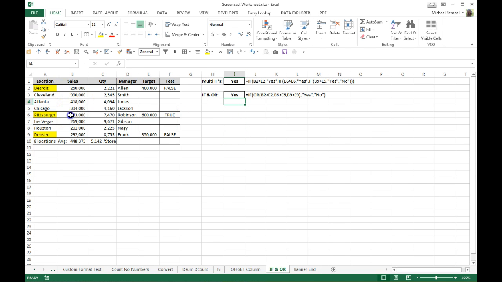So again, if Pittsburgh did only 573,000, I would get 3 falses, which would give me 3 no's. So my logical test is working, but this just makes more sense because I can just list an array or quite a long list of or functions or logical tests. And if any one of them are true, then I would get a positive on my if statement. If none of them are true, I would get a no or a negative on my if statement. So much simpler, much easier to use than multiple embedded if statements. It's a lot easier to construct because, in my mind, it's just a lot more logical.